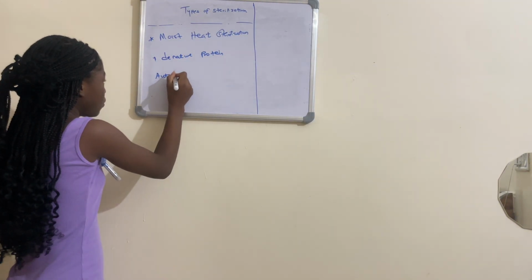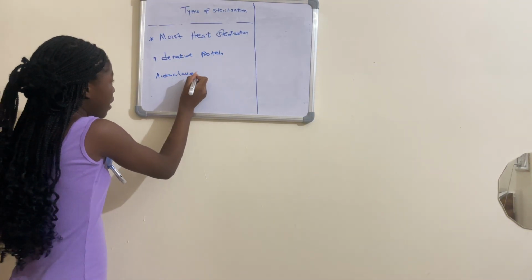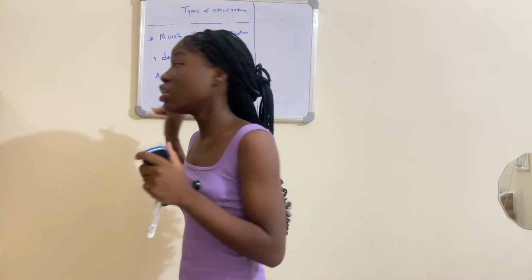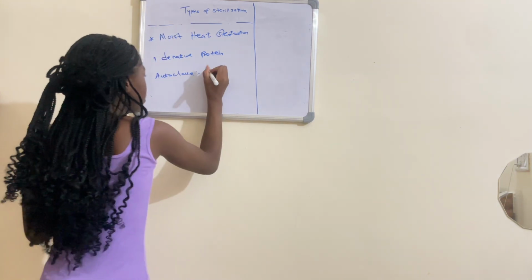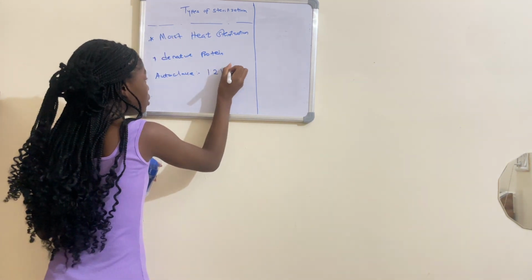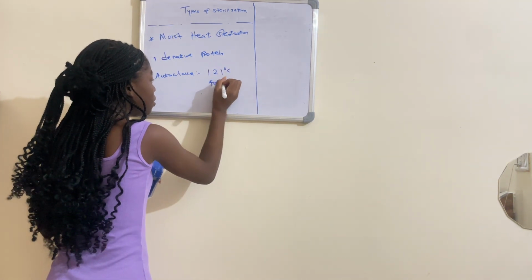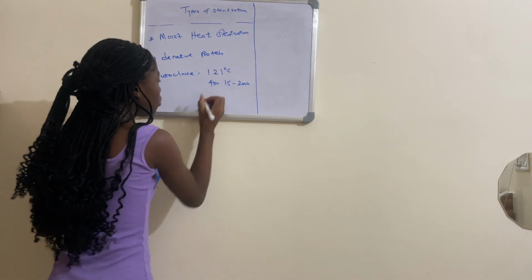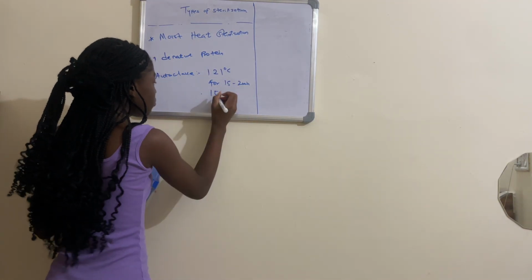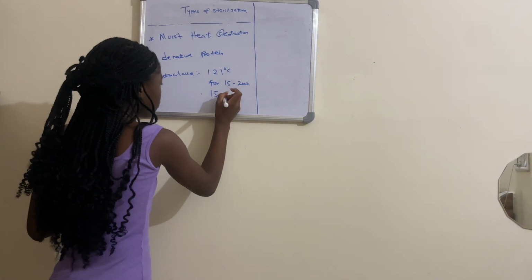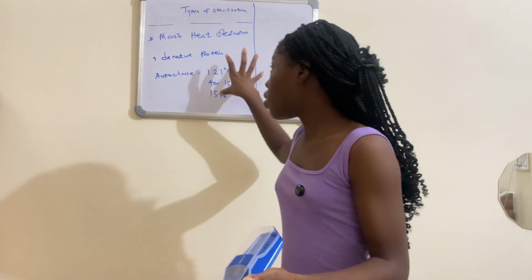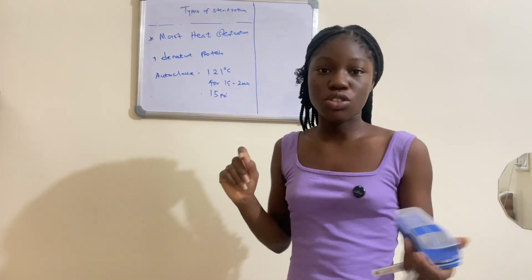Autoclave. An autoclave is an instrument that is used in the laboratory to carry out sterilization, and we use it at 140 degrees Celsius for 15 minutes, 15 to 20 minutes, at a pressure of 15. So this is an example of moist heat sterilization.